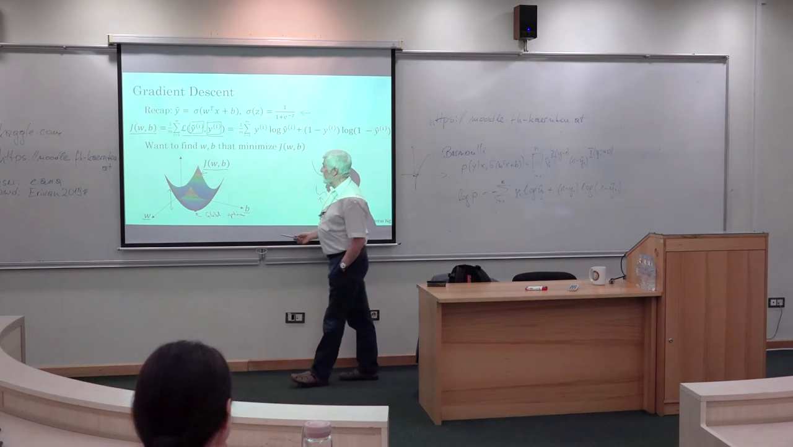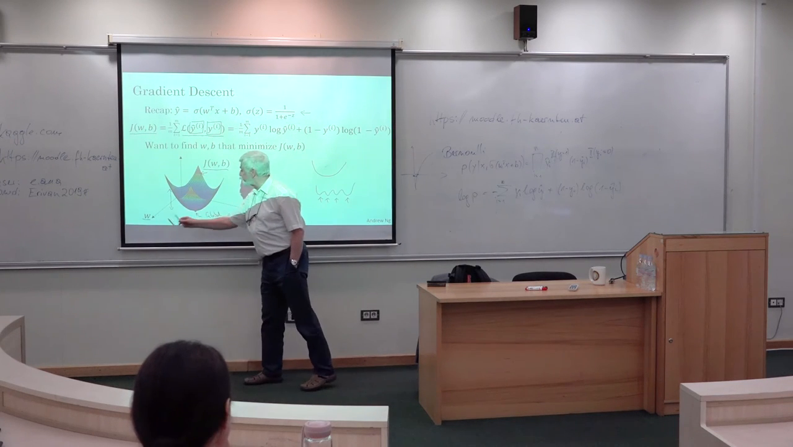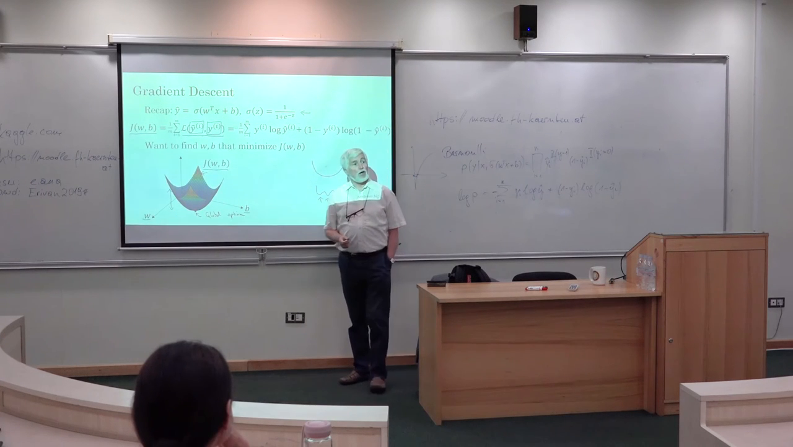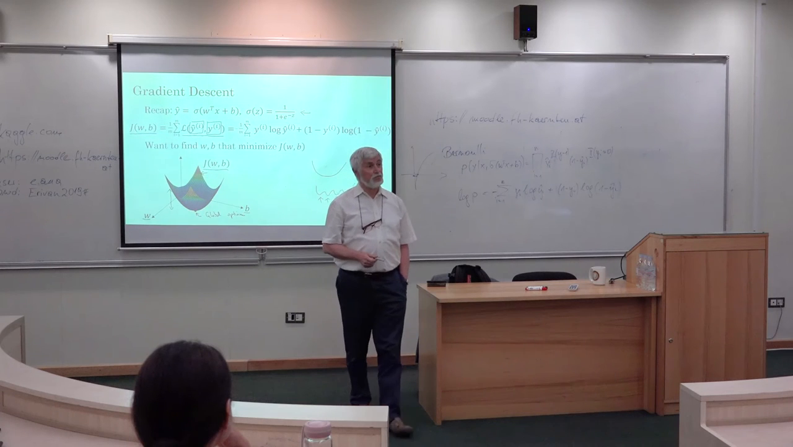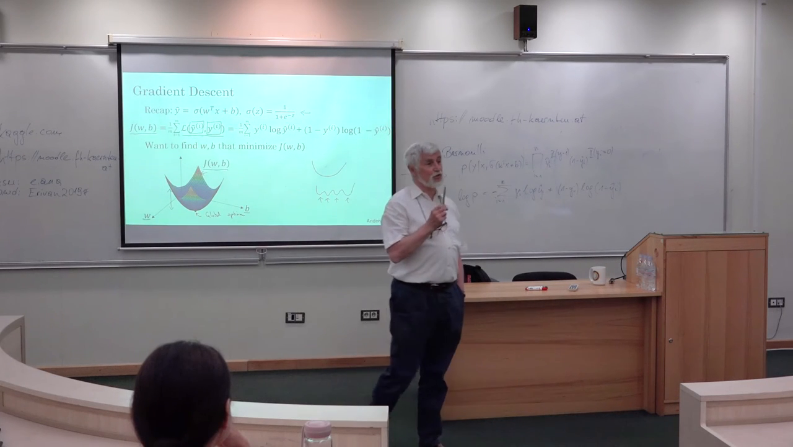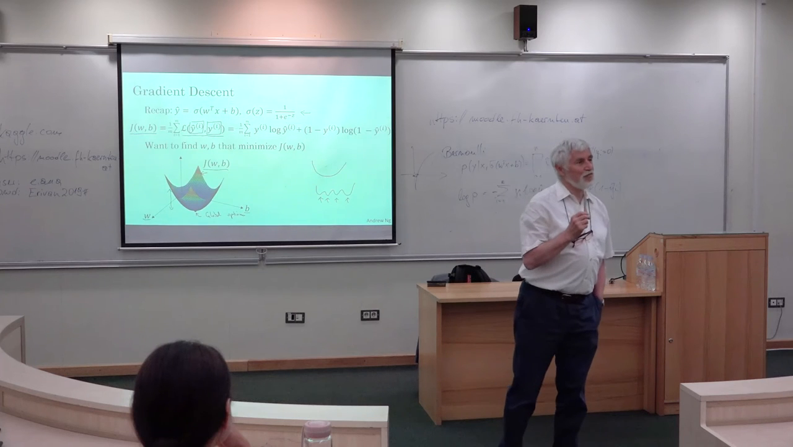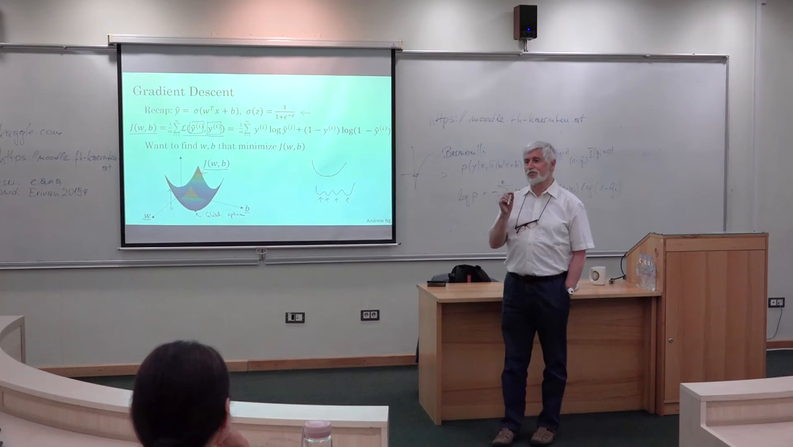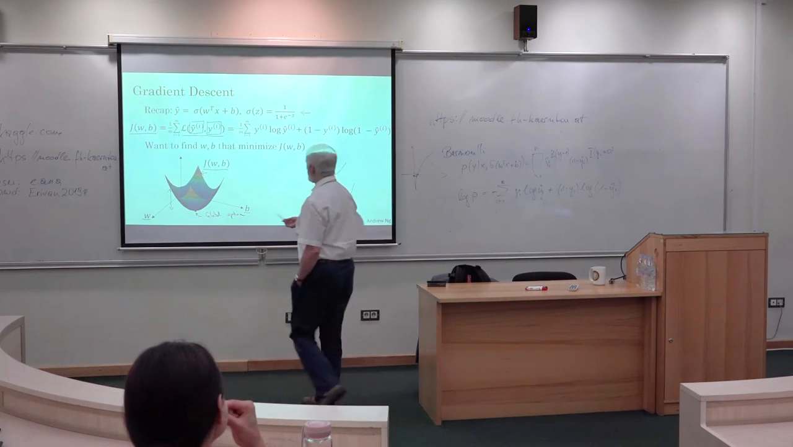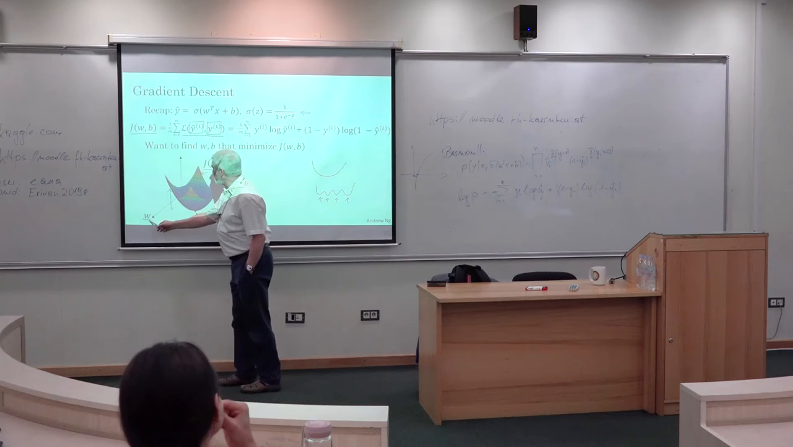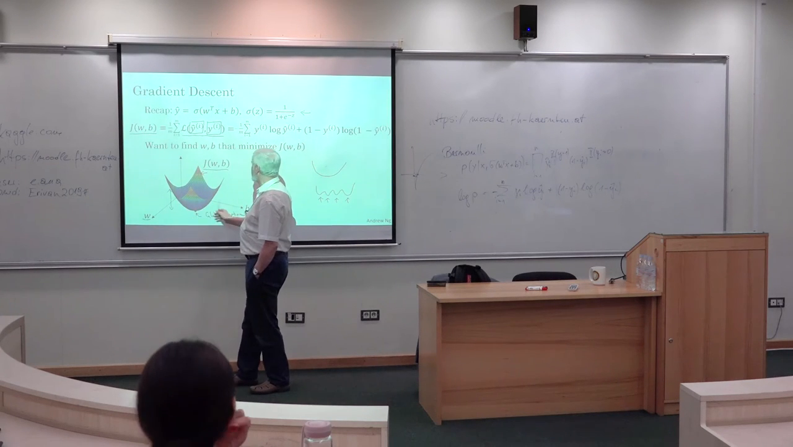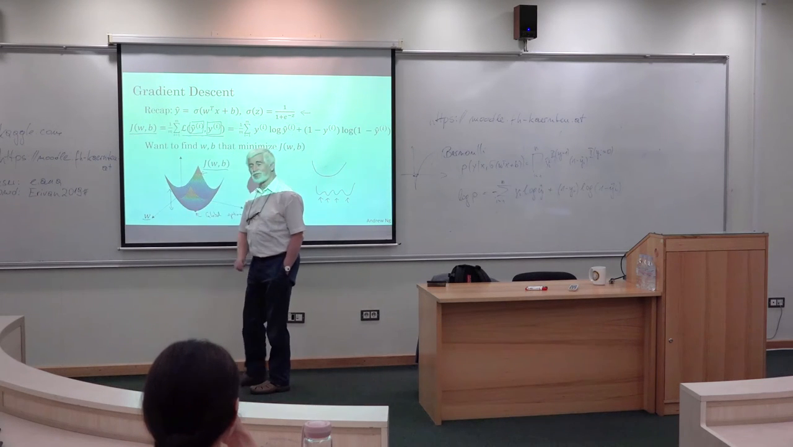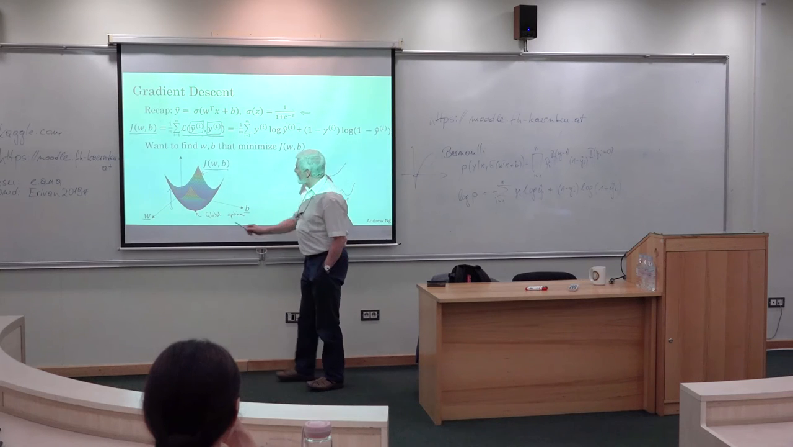So the question is, what are the coordinates for our space? The coordinates for our space are now the weights. These are not the input data. We are looking for a minimum of our cost function over the weights. So if I have here my omega and here my bias, for example, let's assume we have only one weight, then this would be true.